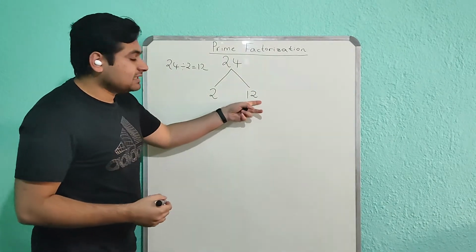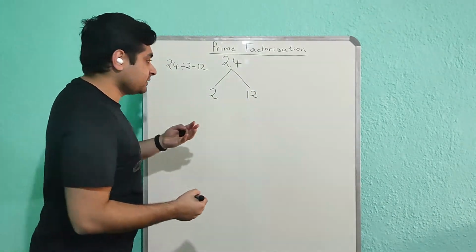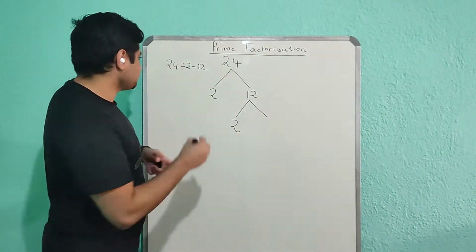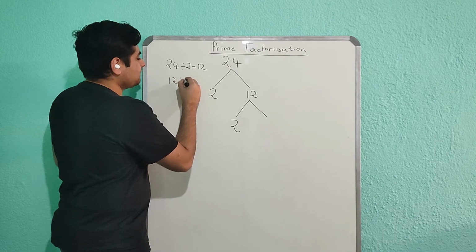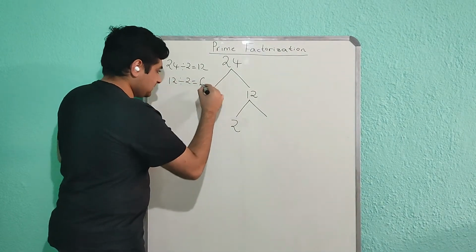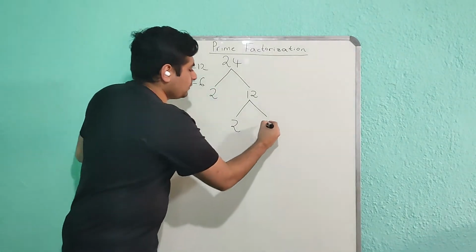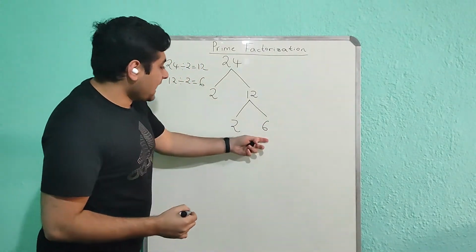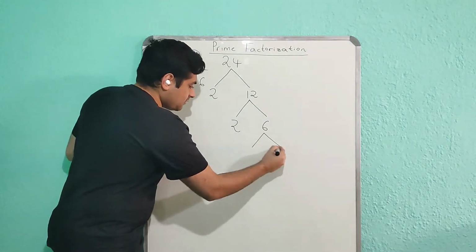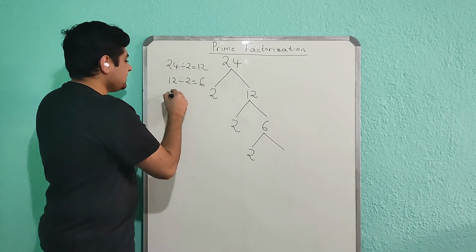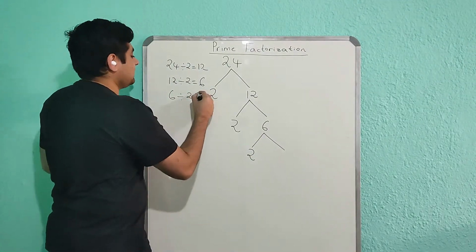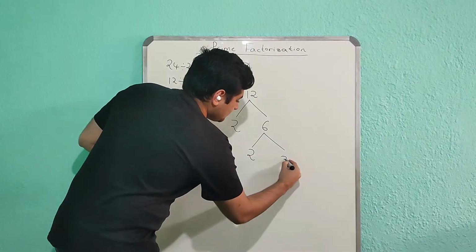Again, what is the ending number? 2. So we know that it's divisible by 2. Again, we need to divide by 2. So what is 12 divided by 2? 12 divided by 2 gives us a 6, correct? So therefore we write a 6. Again, the end number is 6. So 6 is divisible by 2, right? Therefore, divide by 2. So what is 6 divided by 2? The answer is 3, right? So we write a 3 here.